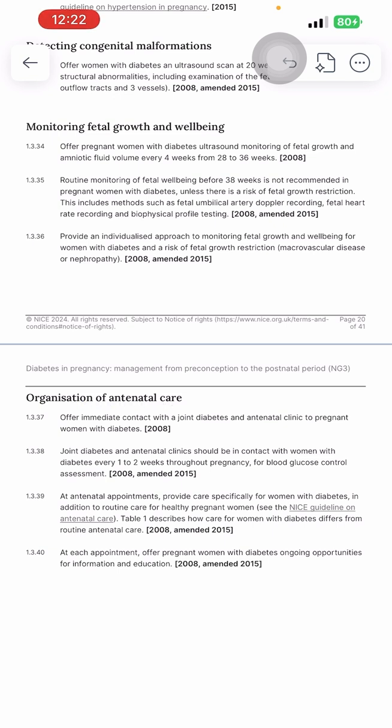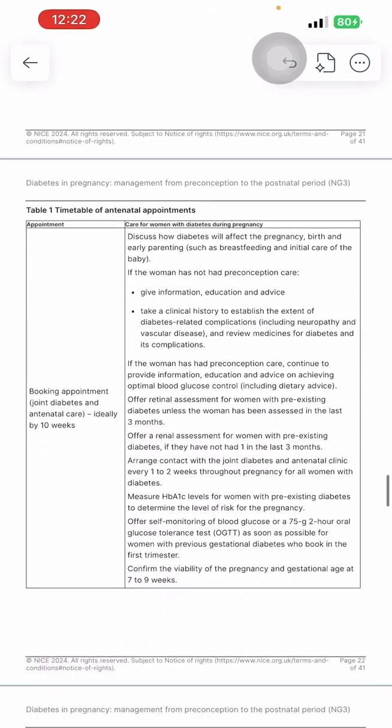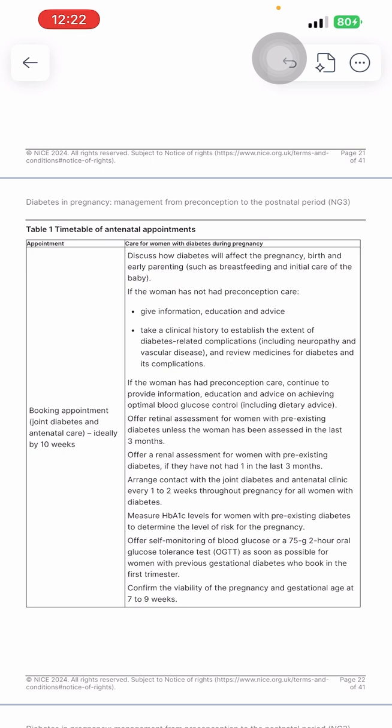Organization of antenatal care: offer immediate contact with joint diabetic antenatal care to pregnant women with diabetes. Joint diabetes antenatal care should be contacted every 2 to 3 weeks throughout pregnancy. This is a beautiful table. It is basically a summary of how you will book appointments and what you will do at the booking appointment.